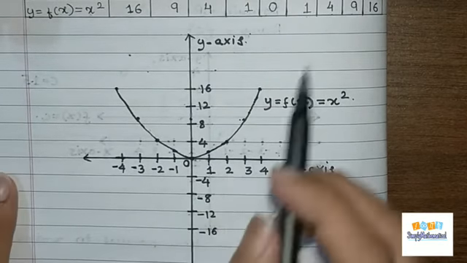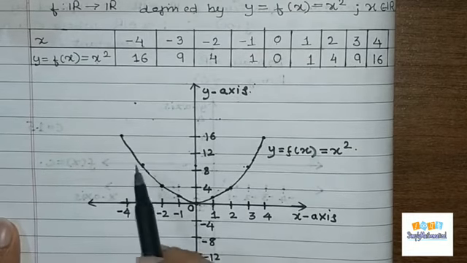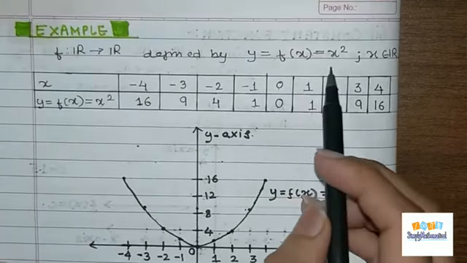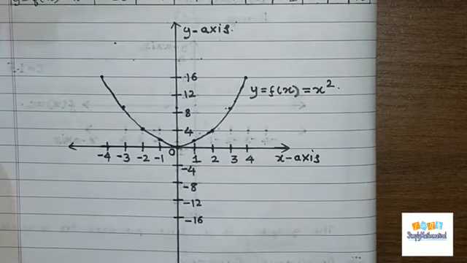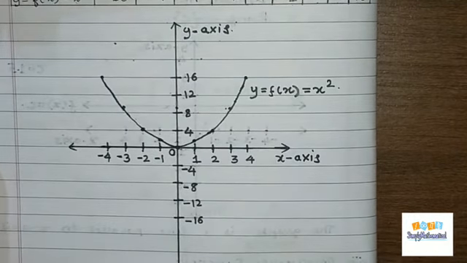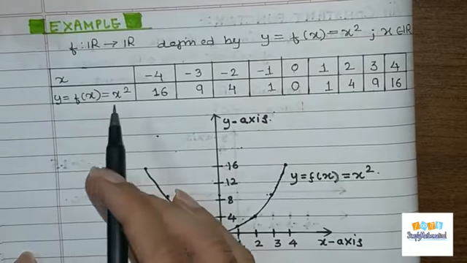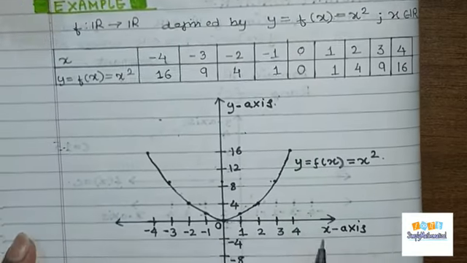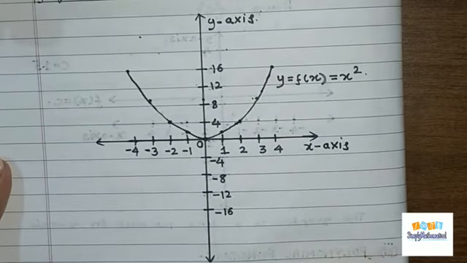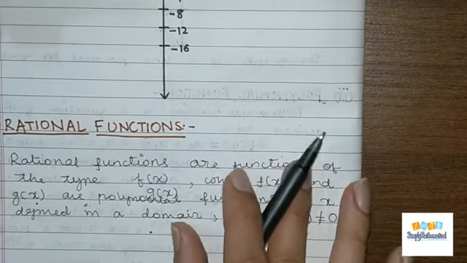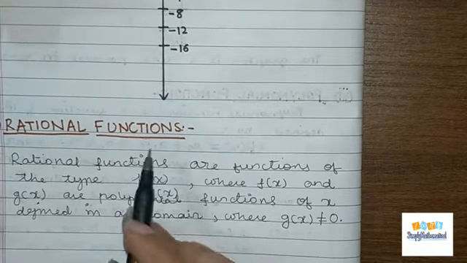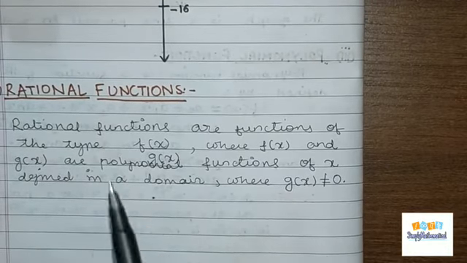But now what is the graph of this? The graph of this function f(x) is equal to x square is this. So you can be asked in the exam to plot the graph. So you have to first make the table in this way and then plot the graph of the function, right.